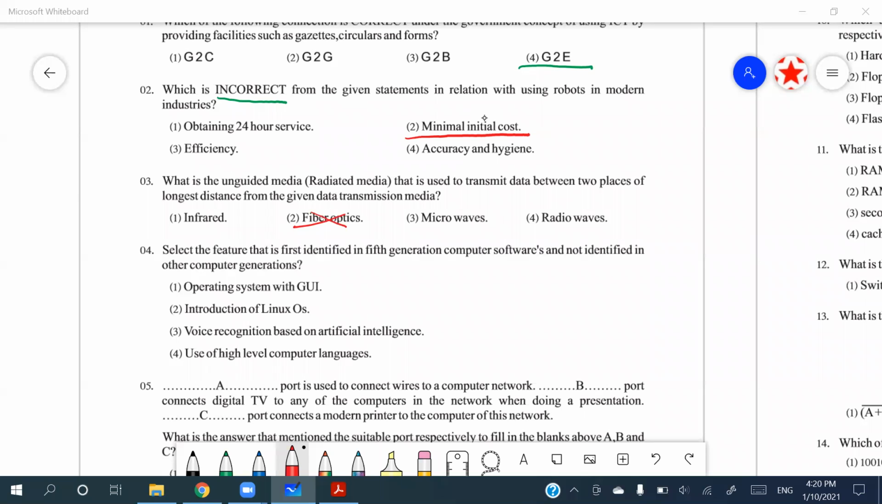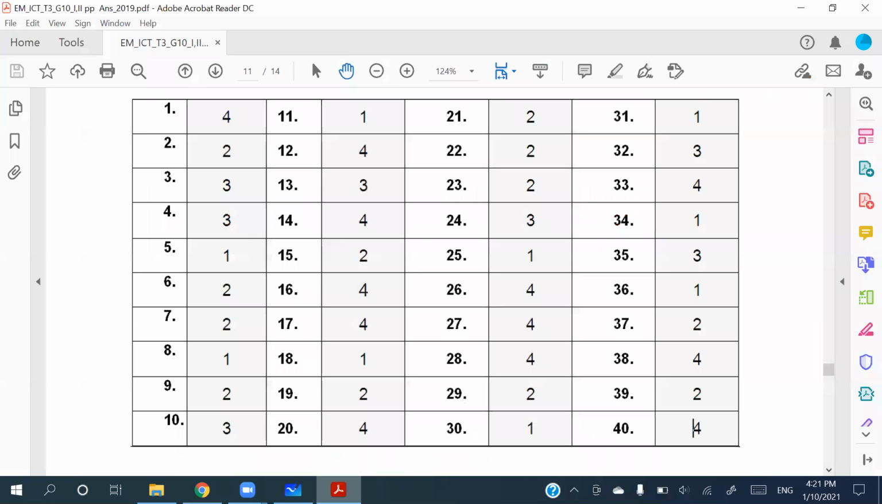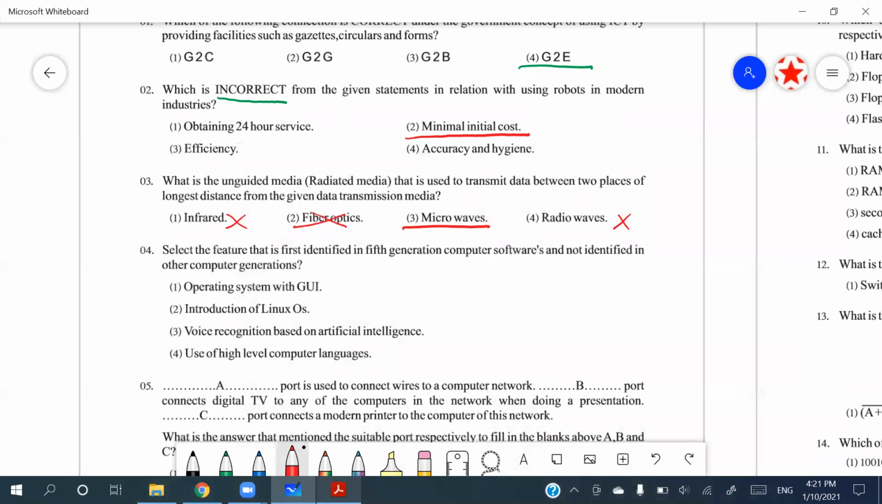Right. So then the infrared, microwaves, and radio waves are there. It is asking for the longest distance from the given data transmission media. Infrared is going to be the shortest. Radio waves are going to be longer than that. And microwaves is going to be the longest, which has the ability to communicate over the longest distance, right? So not the radio waves, not the infrared, but the microwaves is going to be the answer for the third one, right? So in the marking scheme, the third one has the third answer.